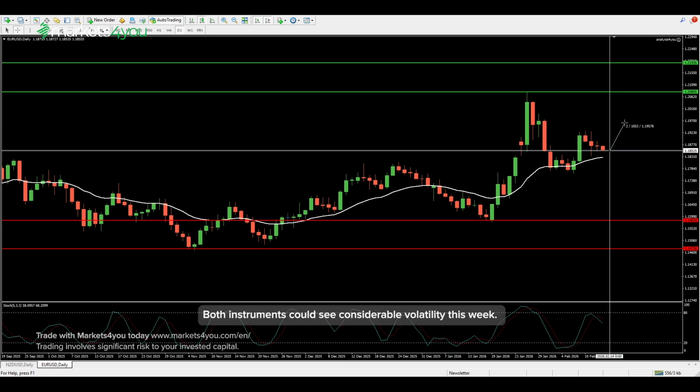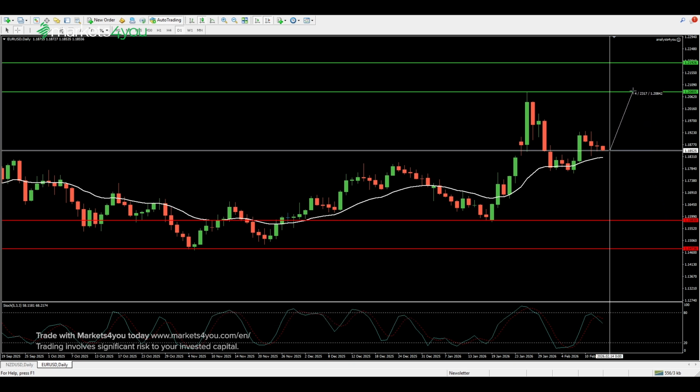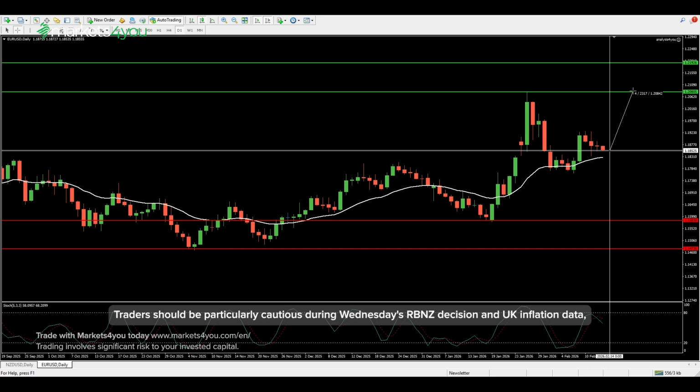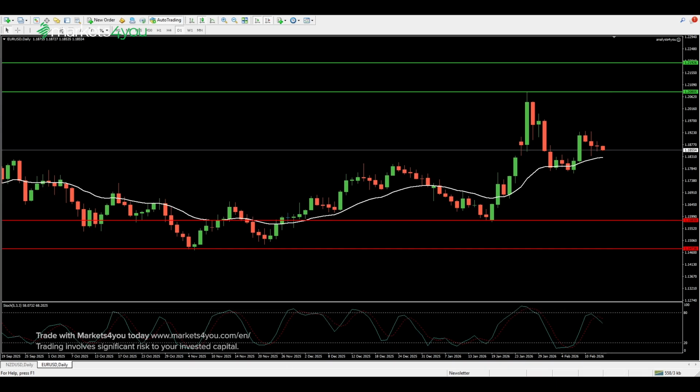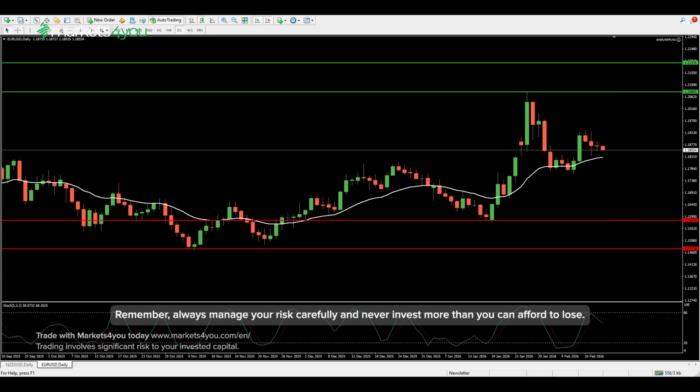Both instruments could see considerable volatility this week. Traders should be particularly cautious during Wednesday's RBNZ decision and UK inflation data, and Friday's US PCE release, as these events can cause sudden spikes in volatility and potential gap risks. Remember, always manage your risk carefully and never invest more than you can afford to lose.